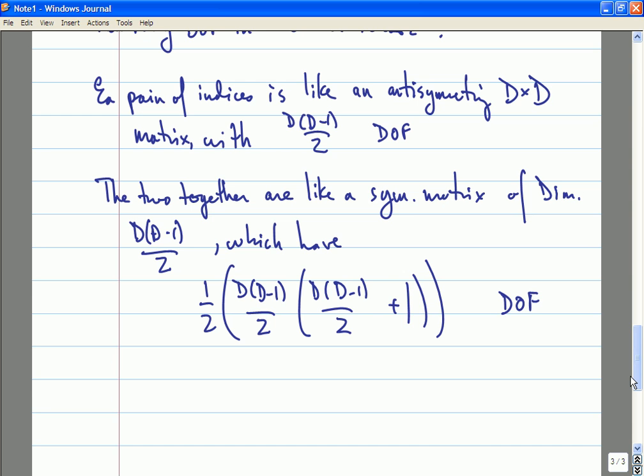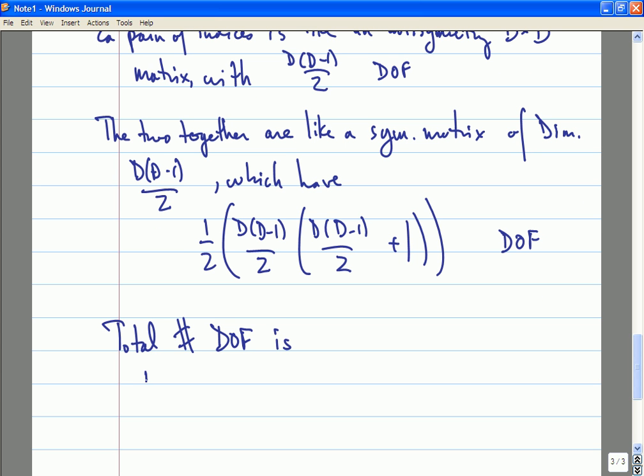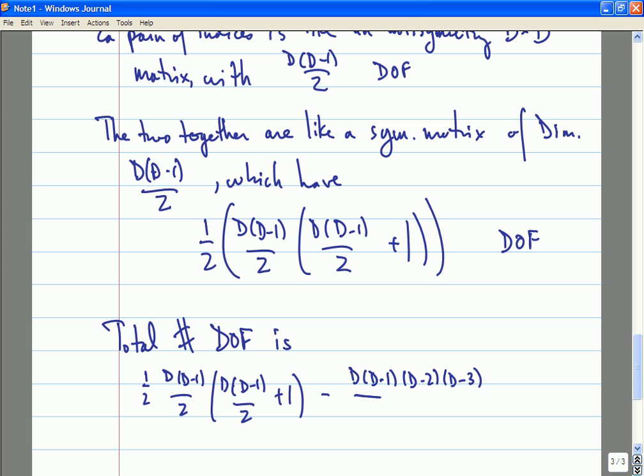So the total number of degrees of freedom is, let's see, it's 1/2 times D times D minus 1 over 2 times D times D minus 1 over 2 plus 1 minus D choose 4, which is D factorial over 4 factorial times, well, let me just write that out explicitly. That's D times D minus 1 times D minus 2 times D minus 3 over 4 factorial, which is 24.